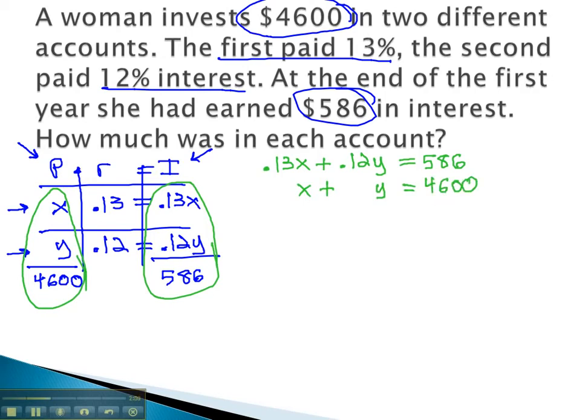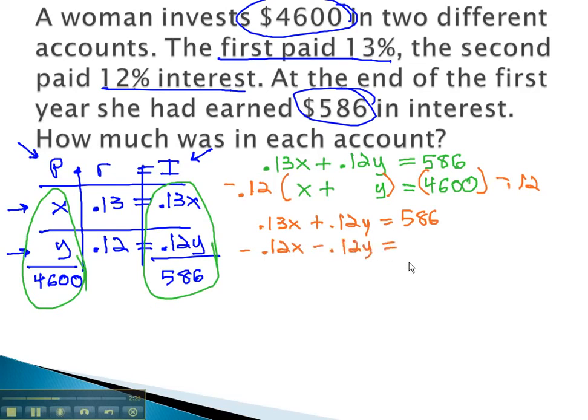We can solve this system now using the addition method by eliminating the y, multiplying by negative 0.12. The first equation is unchanged. 0.13x plus 0.12y equals 586. The second equation, negative 0.12x, negative 0.12y, equals negative 552.